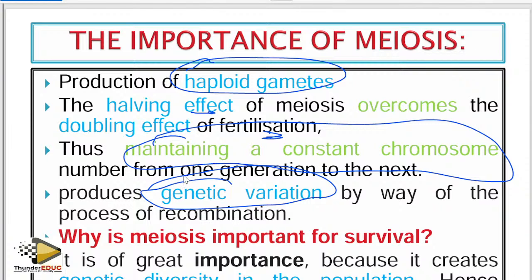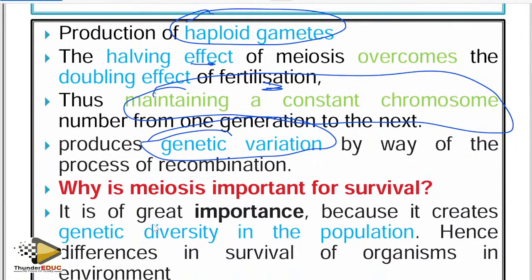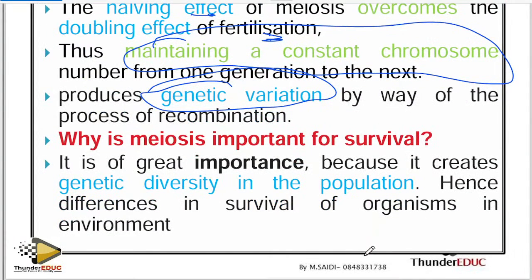All right. So why is meiosis very important for survival? Meiosis is very important for survival because it brings about differences among the organisms, which we call variation. Imagine everyone is the same. People wouldn't have desires. If they have desires, then it means that they're different.